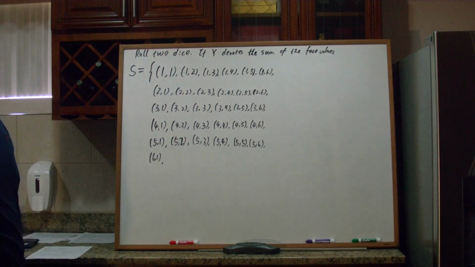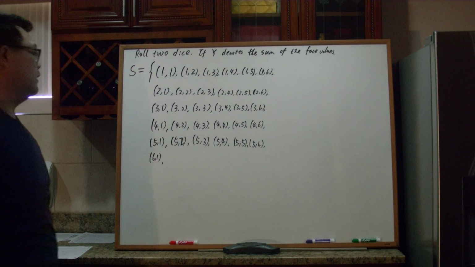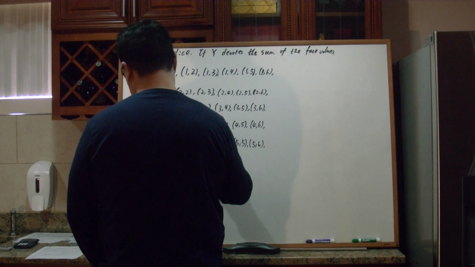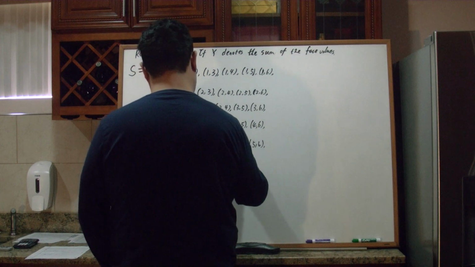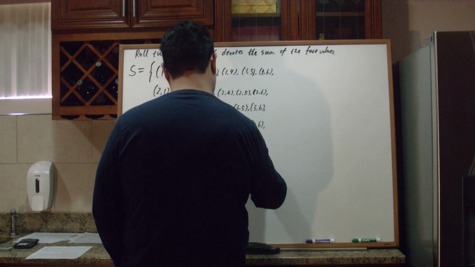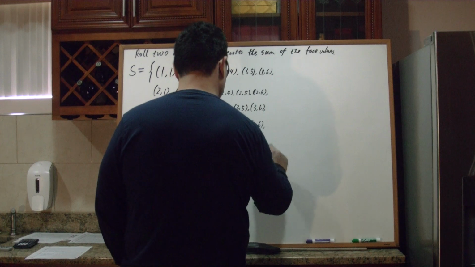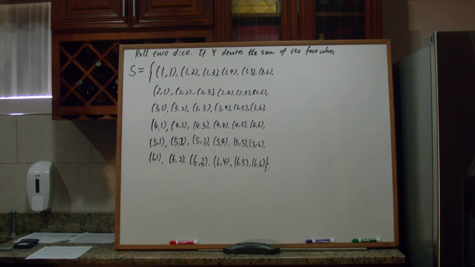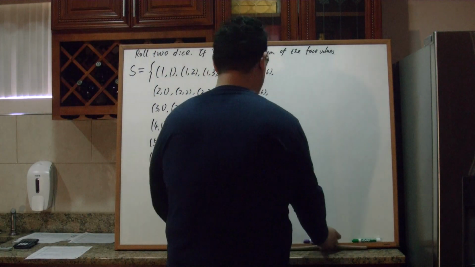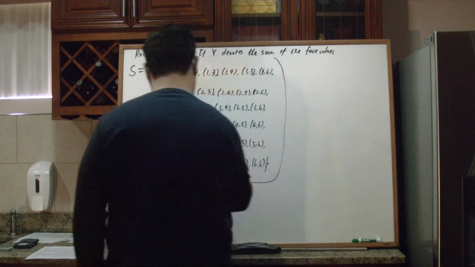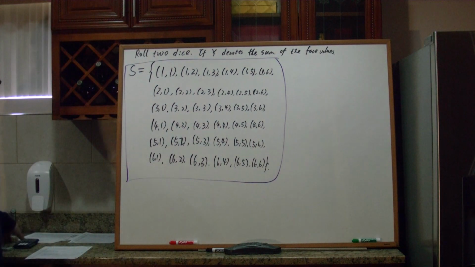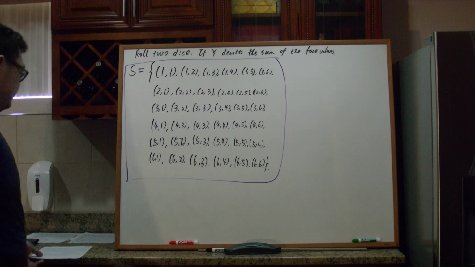Right, when the first die is 5, the second die could also be varying from 1 to 6. And the last possible is the first die is 6. Right, this will be the entire sample space of rolling 2 dice. I gave you this table from a picture I found.